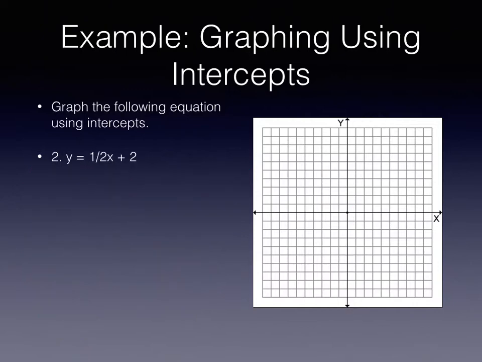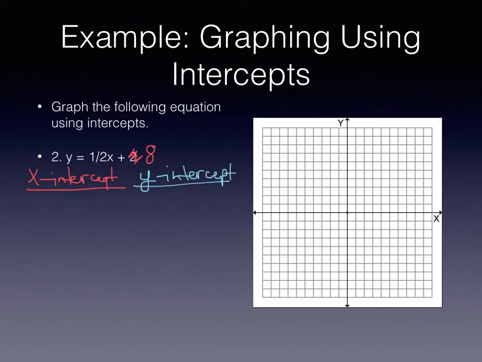Okay, let's go ahead and look at the next example. And I know I have a typo here. On your paper, it says y equals 1/2 x plus 8. So I'm just going to change this to an 8. All right, so same steps as the last one. We're going to find our x-intercept, and we're going to find our y-intercept.